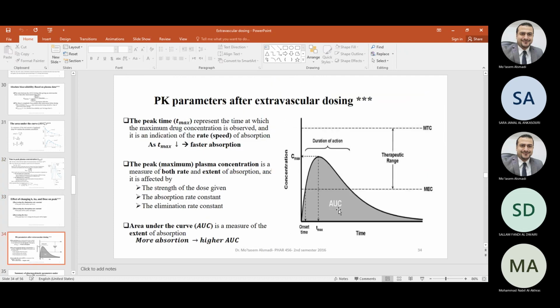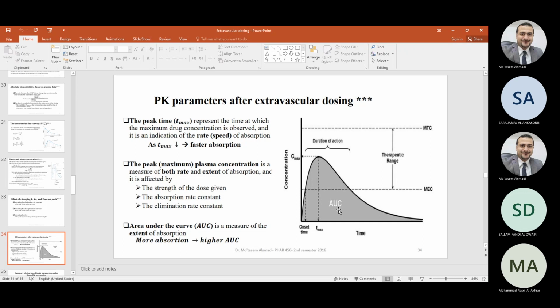Okay, so what are the parameters that we can use to characterize the concentration time profile? This is the concentration time profile after extravascular dosing. Okay, the first parameter is Tmax. Is it representative of the rate or the extent of absorption? It is an indication of the rate. If you have a shorter Tmax, you will have a faster absorption, right? What about the Cp max?